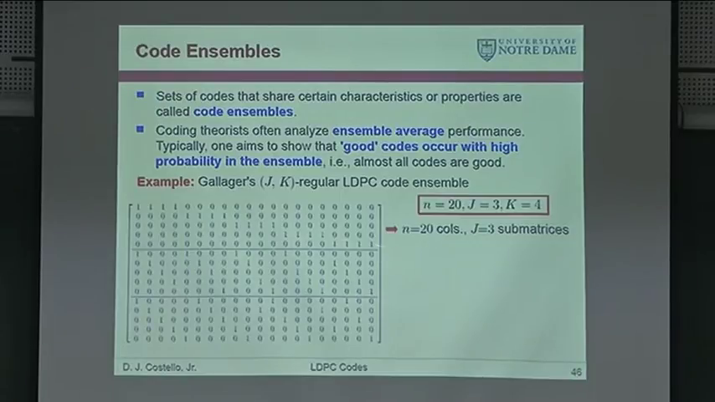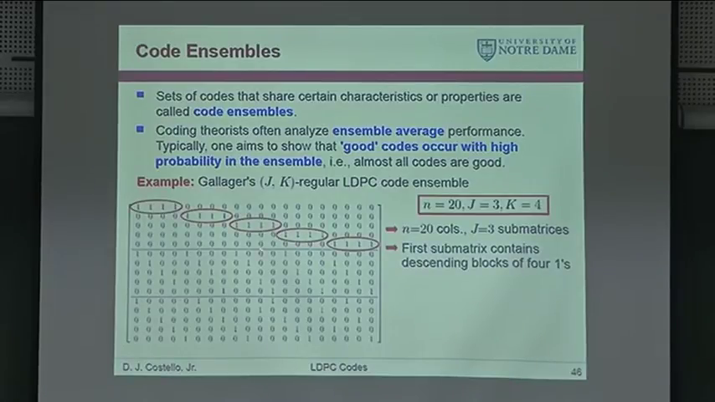We have j submatrices, 3 of them: the top one, the middle one, and the bottom one. And they should each have m, which is 15, the number of rows in this H matrix, divided by 3, or 5 rows, and they do. Each of these submatrices has 5 rows.